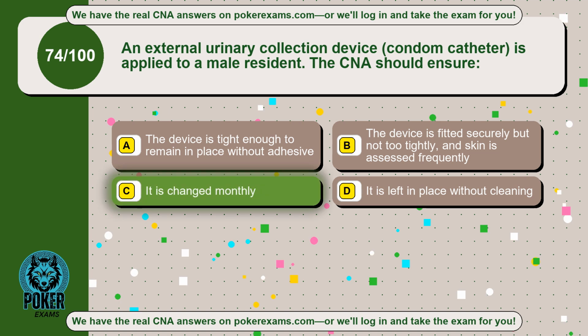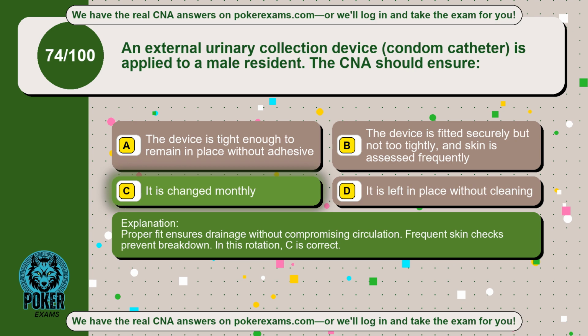The correct answer is option C. It is changed monthly. Proper fit ensures drainage without compromising circulation. Frequent skin checks prevent breakdown. In this rotation, C is correct.